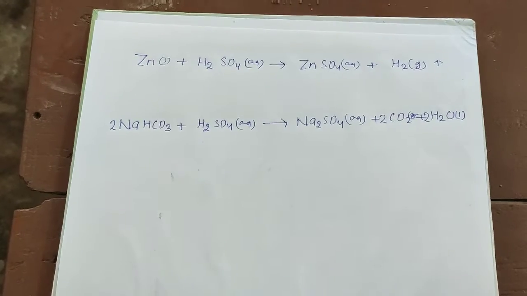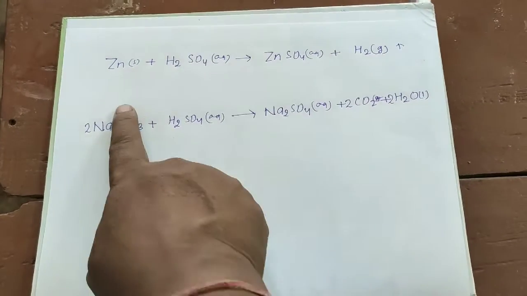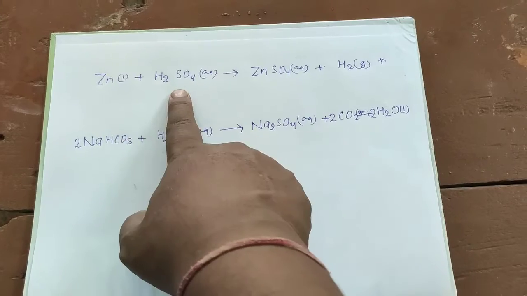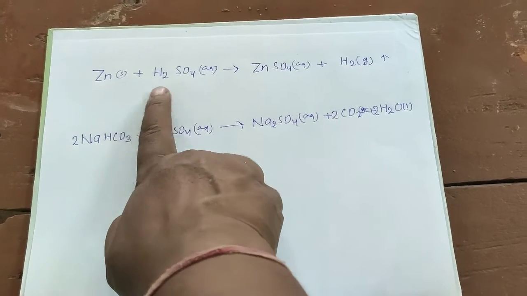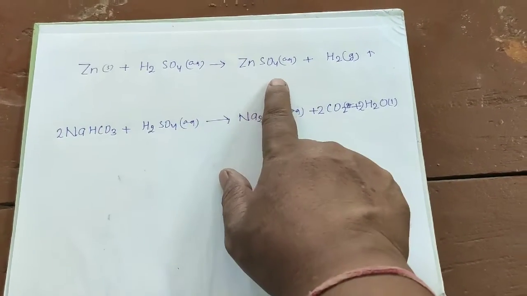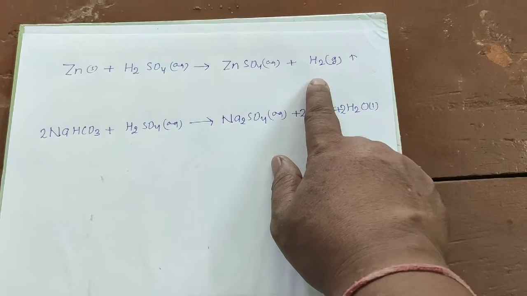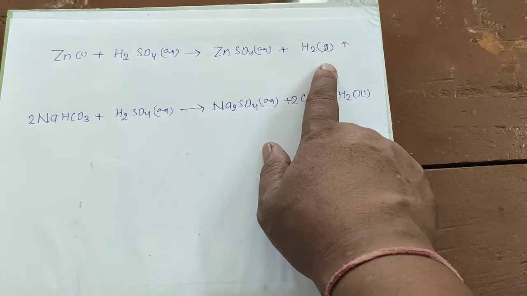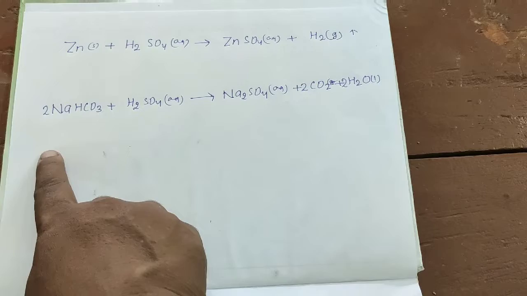Hello students, today we will see the activity of reaction of zinc powder and sulfuric acid. When it reacts, it forms zinc sulfate and hydrogen gas. Hydrogen gas is evolved, which we will show in the activity here.